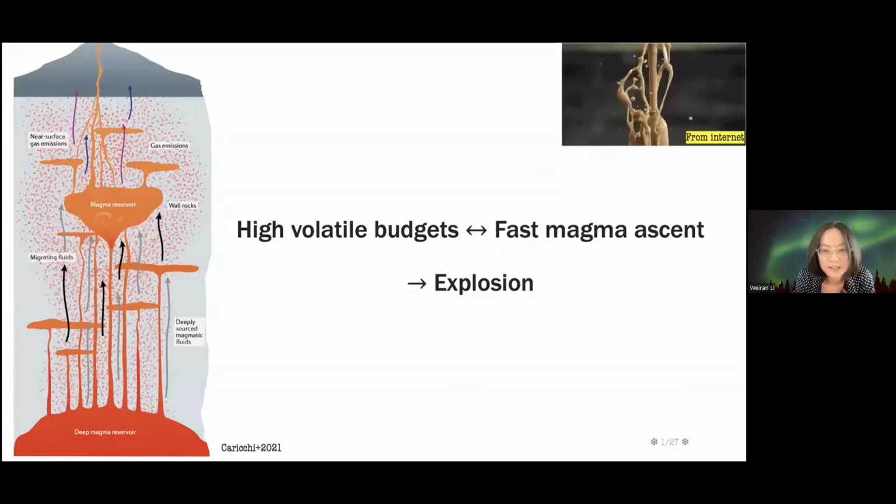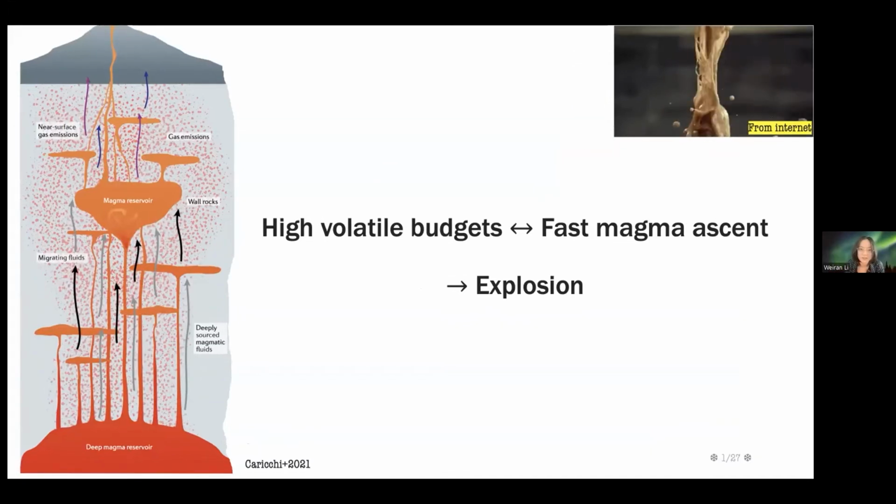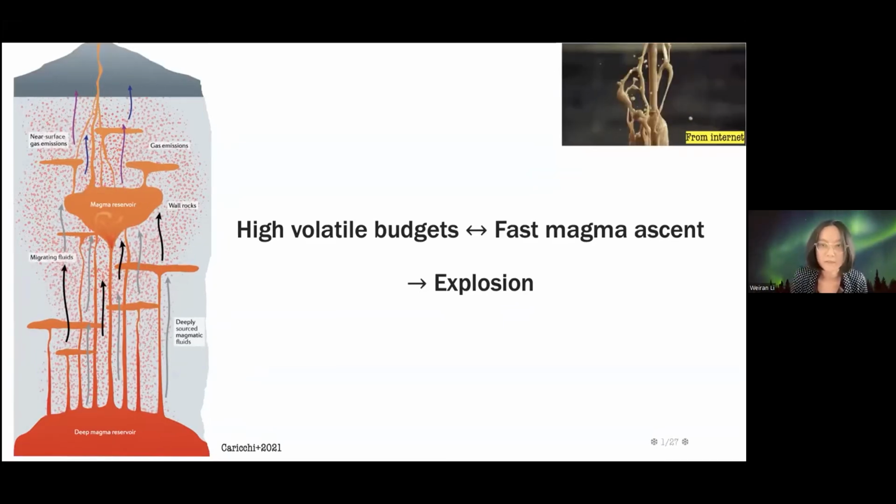We know that the eruption styles of volcanoes are controlled mainly by two factors: the magmatic volatile budgets, meaning the concentrations of volatiles in magmas, and the other is magma ascent rates. That means the velocity of magma ascent from the shallow magma reservoir towards the ground surface.